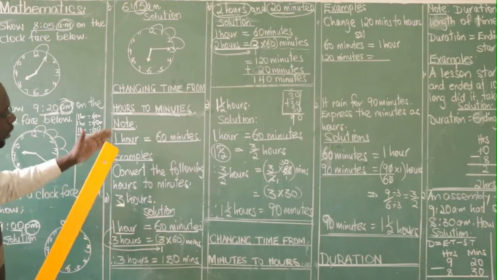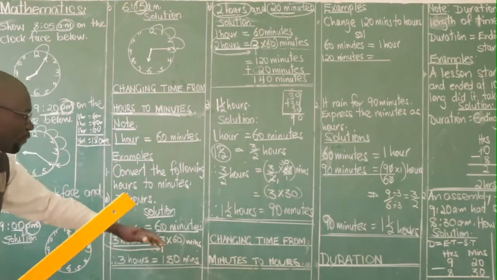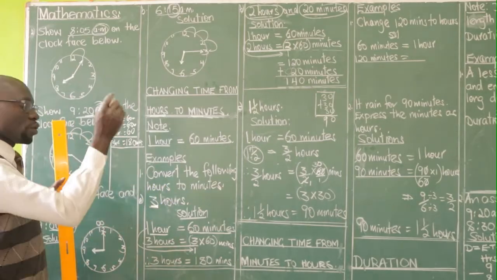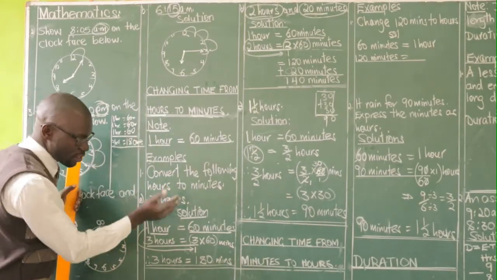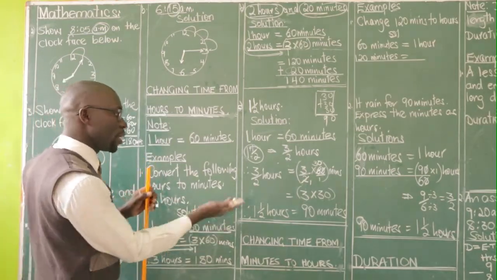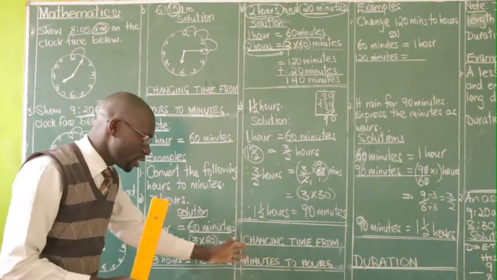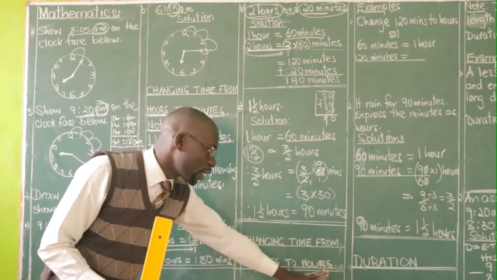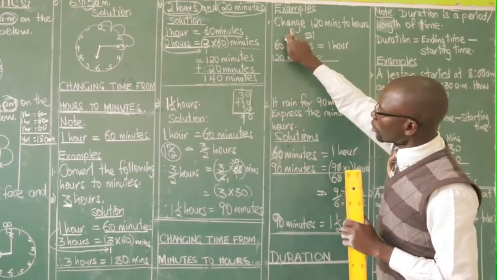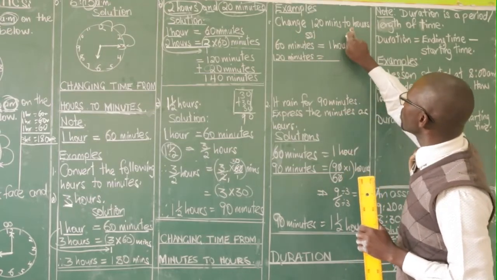So when we are changing from hours to minutes, that's why we have to multiply by 60. Why? Because 1 hour has 60 minutes. Now, let's look at how about changing now from minutes to hours. Changing time from minutes to hours. Let's look at example number 1 here. Change 120 minutes to hours.